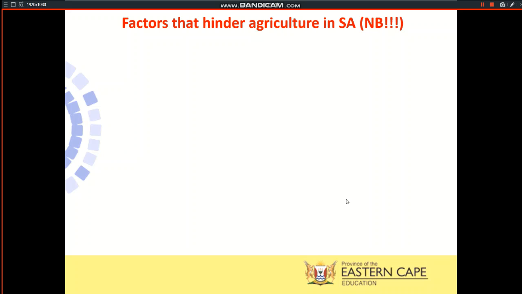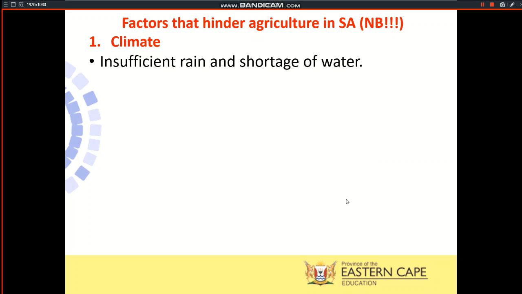Factors that hinder, in other words, factors that don't favor agriculture in South Africa. Learners, please, NB, very important. Again, let's look at the climate. We do have a situation where in some seasons we have drought conditions. An example is the drought that we had a year or two ago in the Southwestern Cape, and that had a drastic effect on the agricultural sector in the Western Cape.